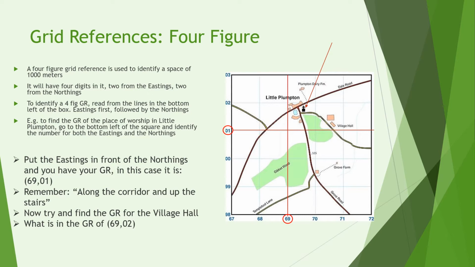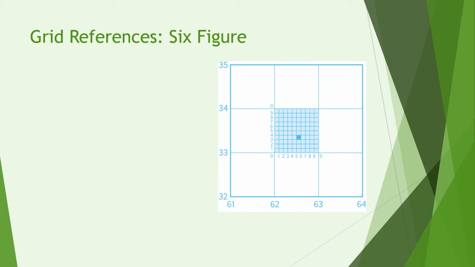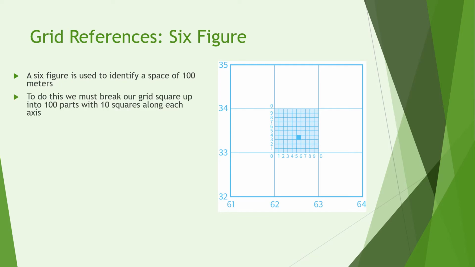While 4-figure grid references are useful for highlighting a general area or a town, they're not so good for identifying individual buildings, streets, landmarks or meeting places. So for this we're going to use 6-figure grid references. A 6-figure grid reference is used to identify a space of 100 metres. To do this, we must break a grid square up into 100 parts with 10 squares along each axis, as you can see in the diagram on the right.